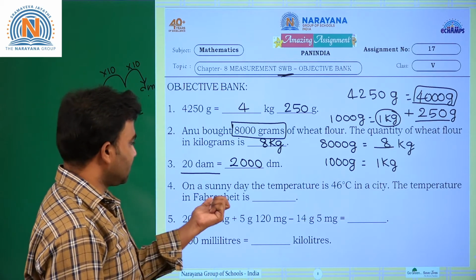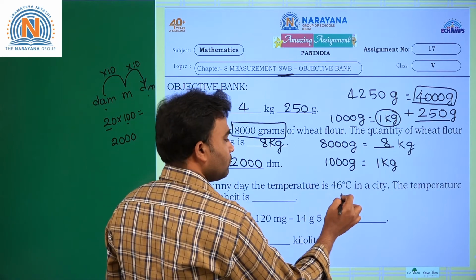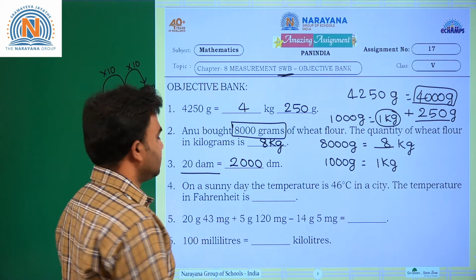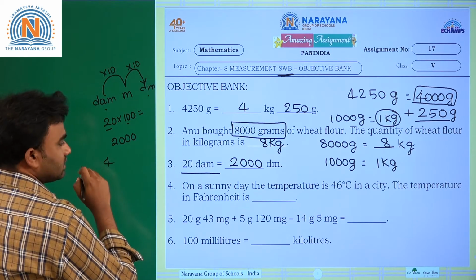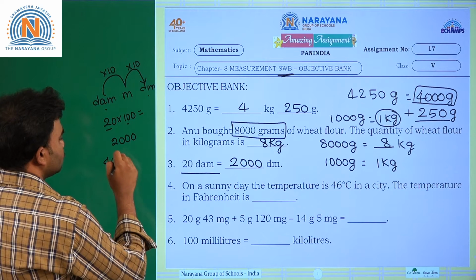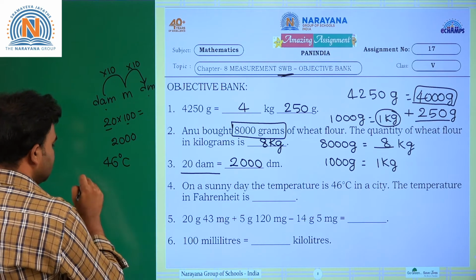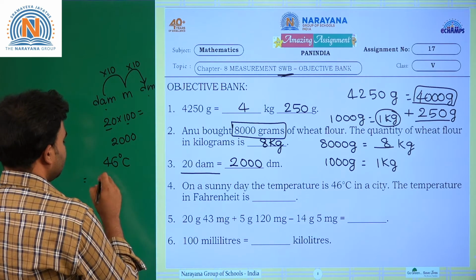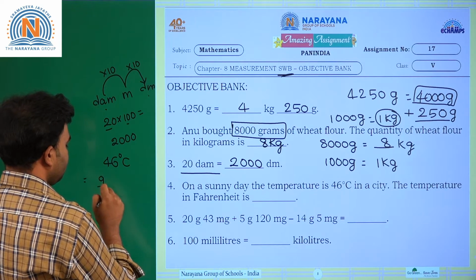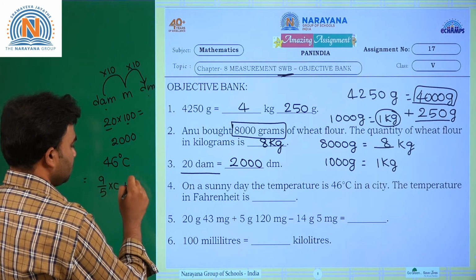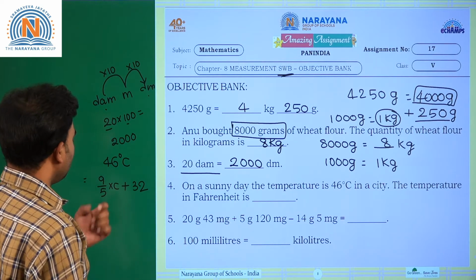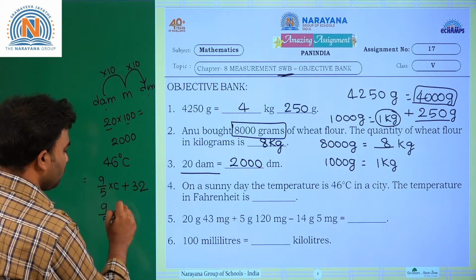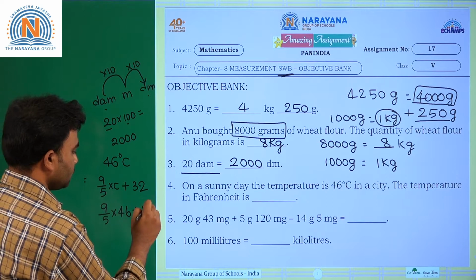decimeters. Next one, on a sunny day the temperature is 46 degrees Celsius in a city. The temperature in Fahrenheit is, see the temperature is given in degree Celsius. So 46 degree Celsius is equal to, convert the Celsius to Fahrenheit. To convert, we have a formula, that is 9/5 into C plus 32. Now 9/5 into C is 46 plus 32.